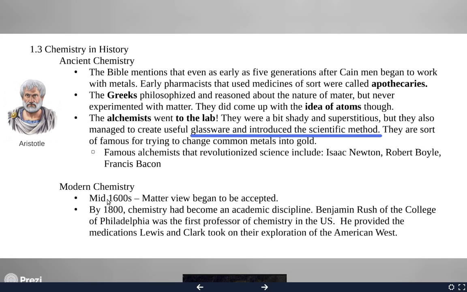Now in modern chemistry, it started around the mid-1600s. The Renaissance era was going on, and the matter view began to be accepted, the fact that things were being made up out of little bits. And by 1800, chemistry became an actual academic discipline. And this guy here, Benjamin Rush, of the College of Philadelphia, was the first professor of chemistry in the United States, and he provided medications for Lewis and Clark, who took them on their exploration of the American West.